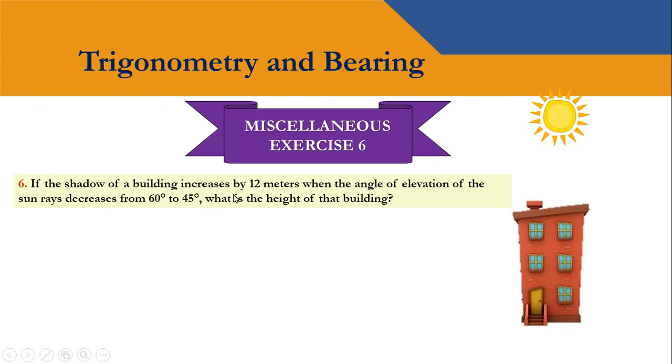If the shadow of the building increased by 12 meter. So here is the shadow of the building and the angle of elevation of the sun rays decreases from 60 degree to 45 degree. At this angle, the angle of elevation of the sun is 60 degree. So this is the angle of elevation of the sun, which is 60 degree. Now this angle will decrease to 45 degree.